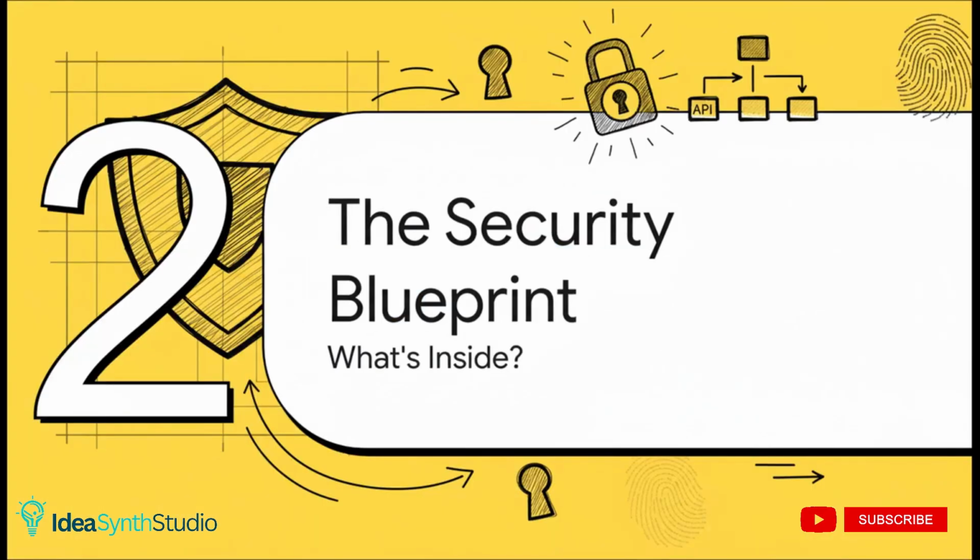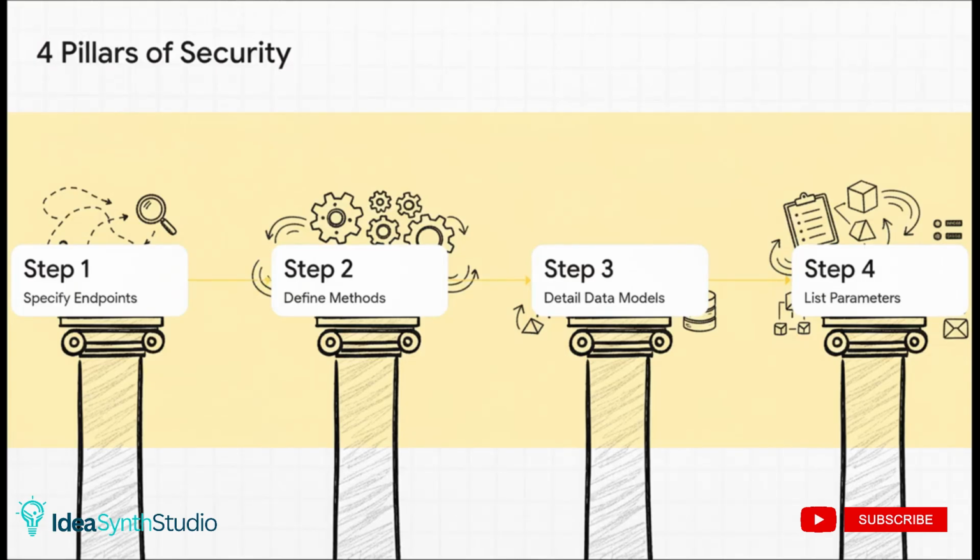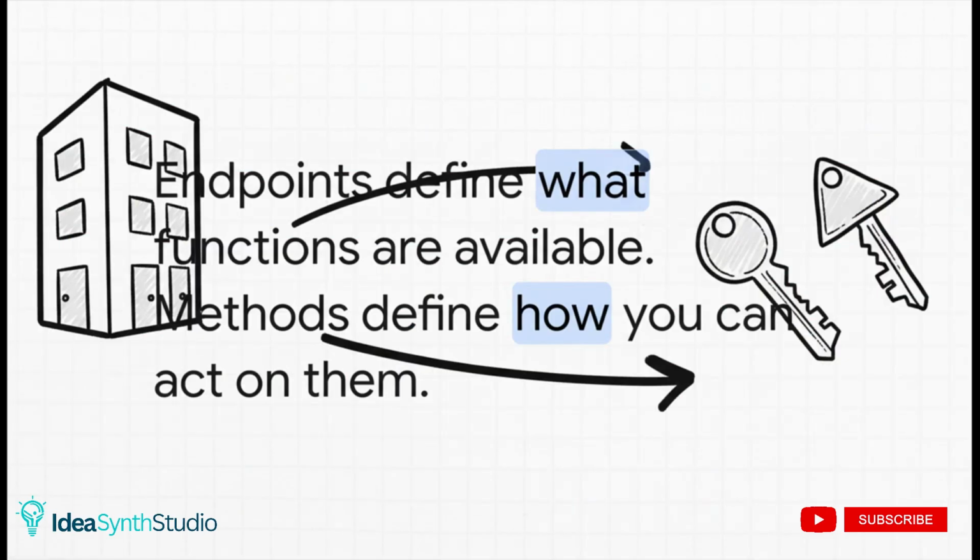Okay, so if this documentation is a security blueprint, what exactly needs to be in it to make it work? What are the absolute must-have components that turn a simple guide into a powerful shield against attacks? Well, according to security experts, it really boils down to these 4 pillars. You have to specify the endpoints, you have to define the methods, you need to detail the data models, and you got to list the parameters. If you get these 4 things right, you are building your security on a rock-solid foundation.